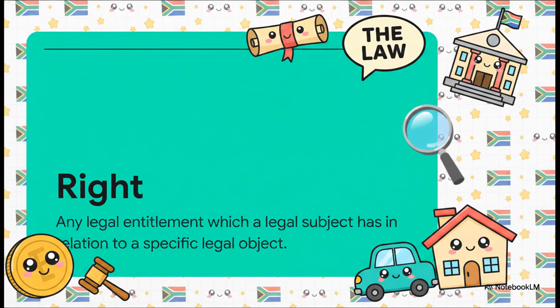So let's learn the local language. First word, a right. Now, a right isn't just something you feel you deserve. It's a legally protected claim. You, the person, or what the law calls a legal subject, have a claim over a thing, the legal object. That could be your car, your phone, or your house. And the key part is, the law will back you up.